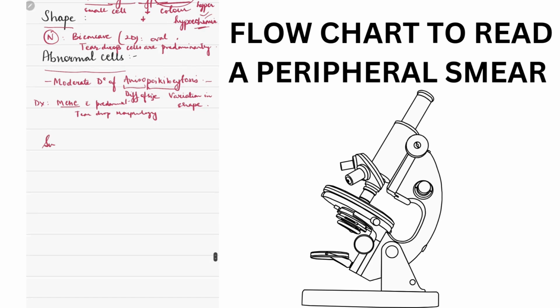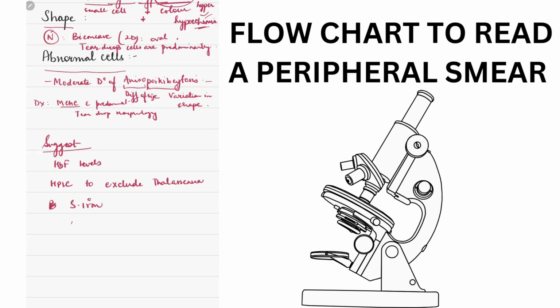So how will you suggest? You will suggest fetal hemoglobin levels, HPLC, to exclude thalassemia, because teardrop cells are predominant, so maybe target cells will be there. And PS you have already done.